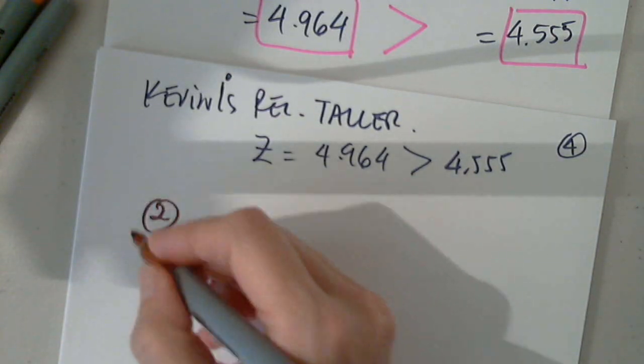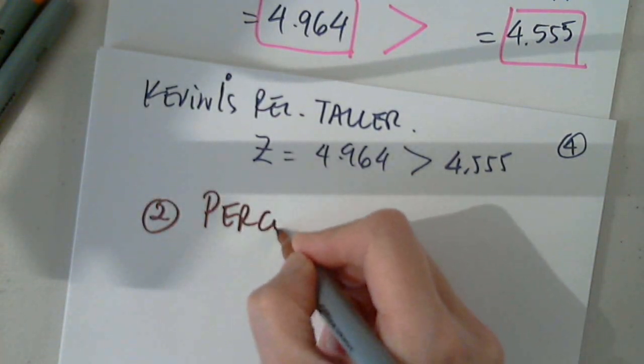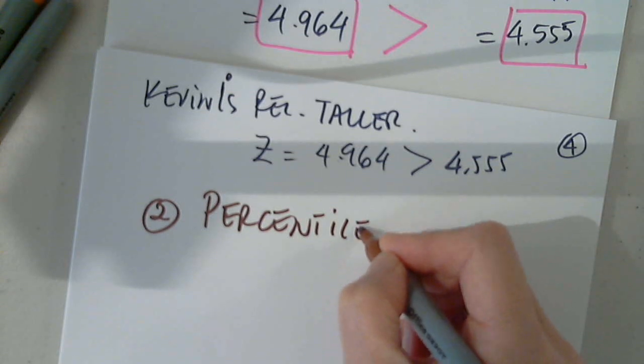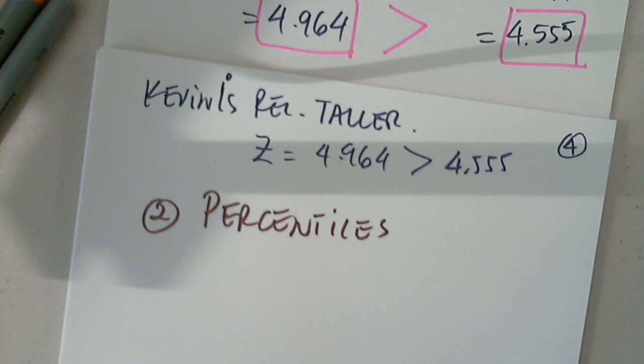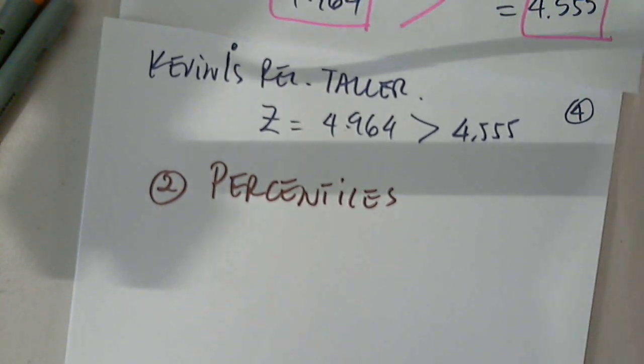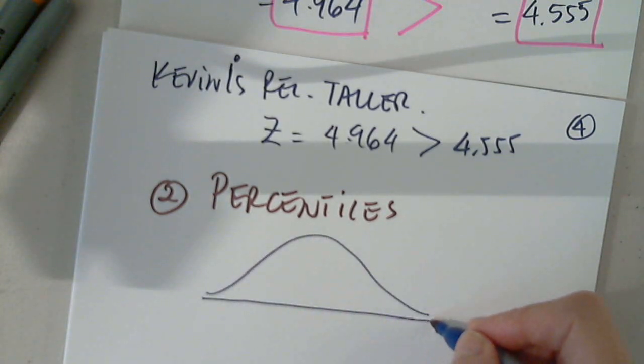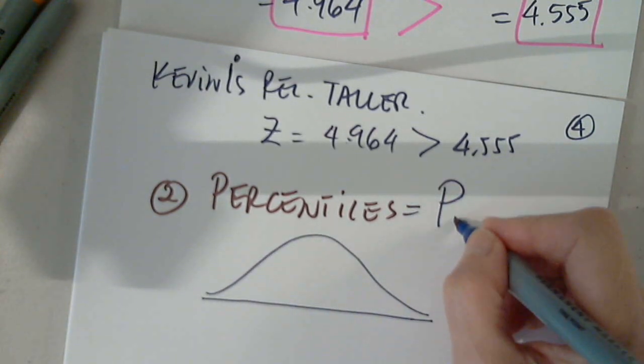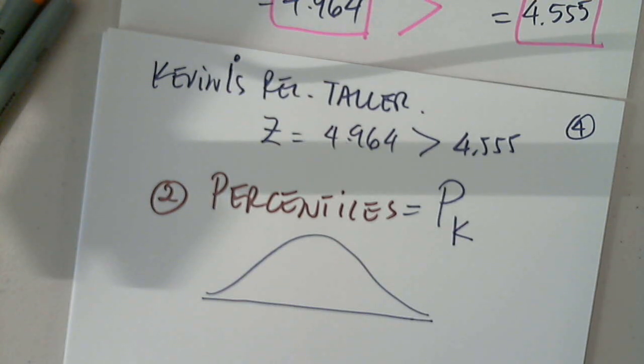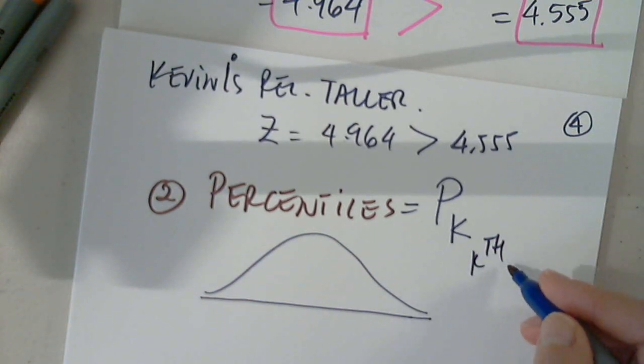Number two, percentiles. These are not percentages. They are related, but we're not talking about percentages. So what are percentiles in a data set? They are denoted by Pk, k being the fifth, the 10th, the 10th percentile.